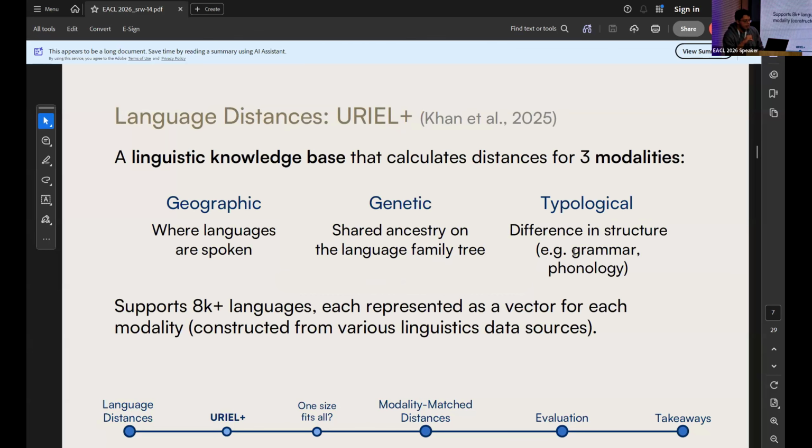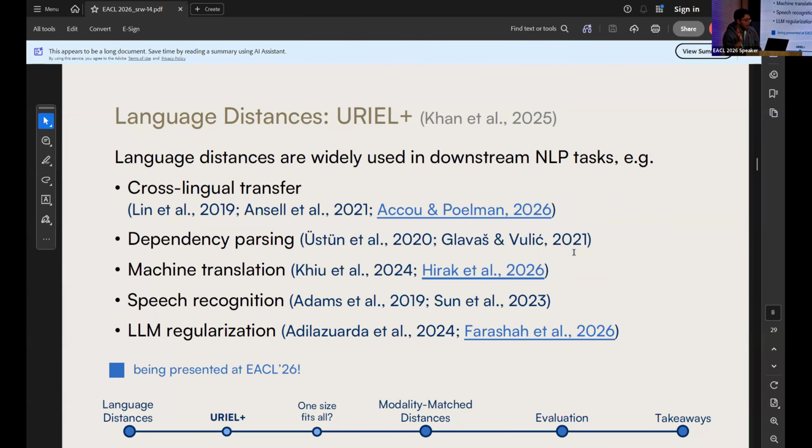Now in NLP, URIEL Plus is one of the linguistic knowledge bases which has vector representations for languages, in particular in three different modalities. One of them is geographic, which basically represents where the language is spoken around the world. Genetic, which basically represents the shared ancestry on the language family tree, and typological, which basically represents differences in structure in the language. This could be grammar, phonology, phonemic inventory, and so on and so forth. And there are 8,000 or so languages supported, each of them represented as a vector. And because they're represented as vectors, you can, in principle, compute distances between these vectors, which serve as a proxy for language distances.